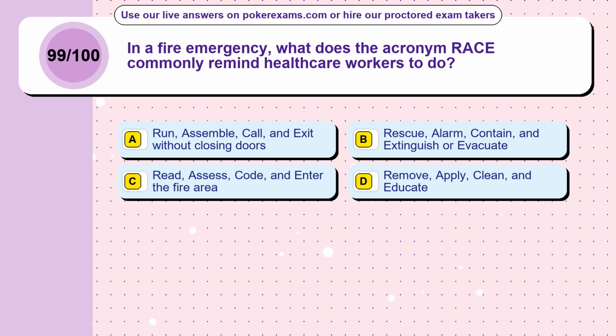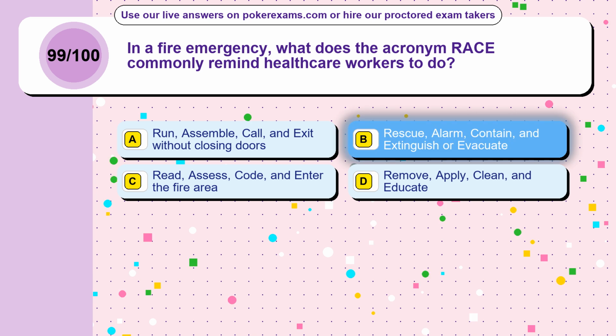Question 99. In a fire emergency, what does the acronym RACE commonly remind healthcare workers to do? Option A. Run, assemble, call, and exit without closing doors. Option B. Rescue, alarm, contain, and extinguish or evacuate. Option C. Read, assess, code, and enter the fire area. Option D. Remove, apply, clean, and educate. The correct answer is option B.